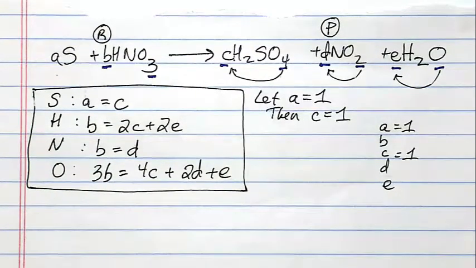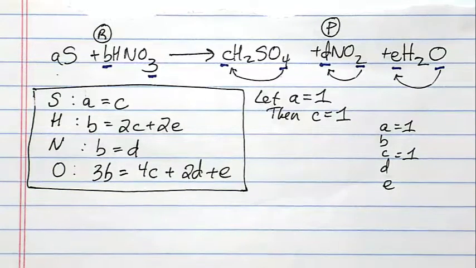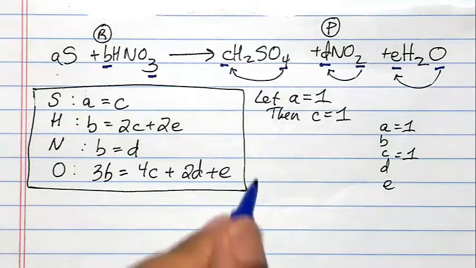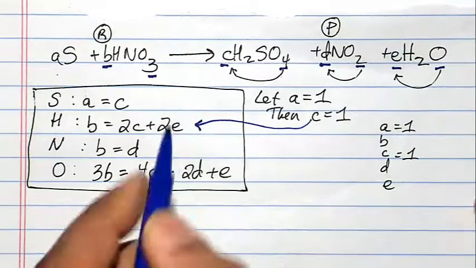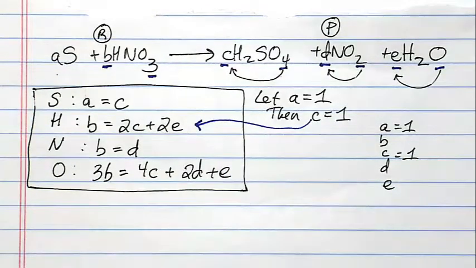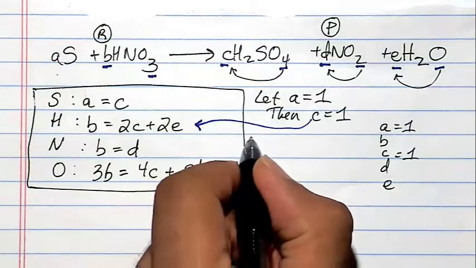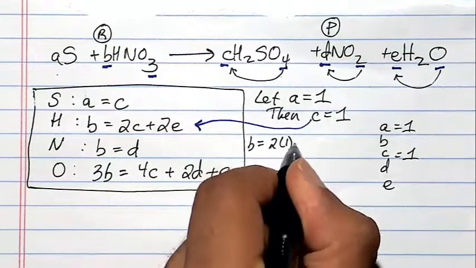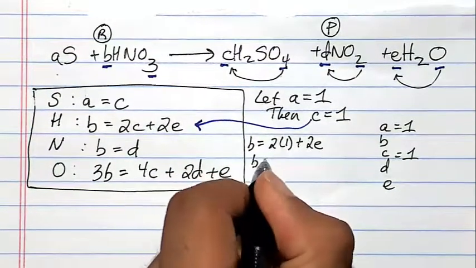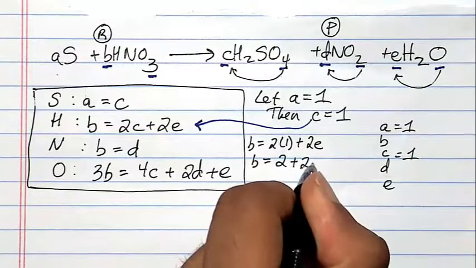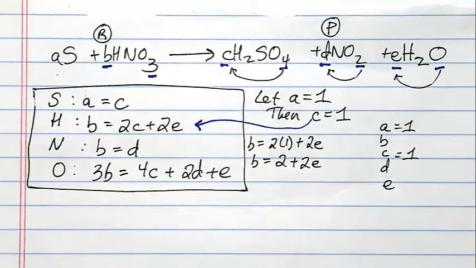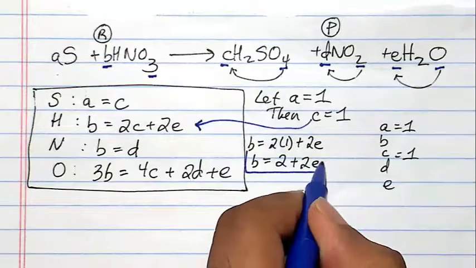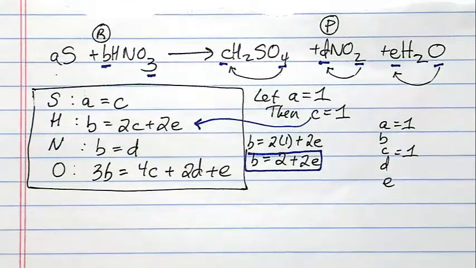Okay? So now in my mind, I'm thinking about plugging stuff in, to try to get some relationship going. So I'm going to plug in C here. All right, and when I do that, I have B is equal to 2 times 1 plus 2E. So I have B is equal to 2 plus 2E. Okay, that may be good to know. I have the B and E variable.